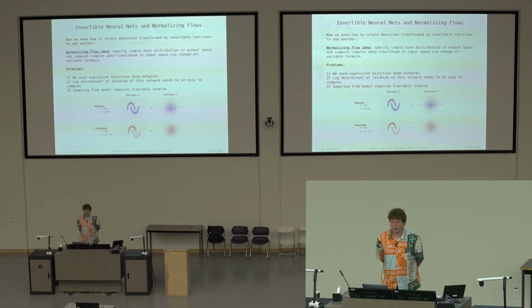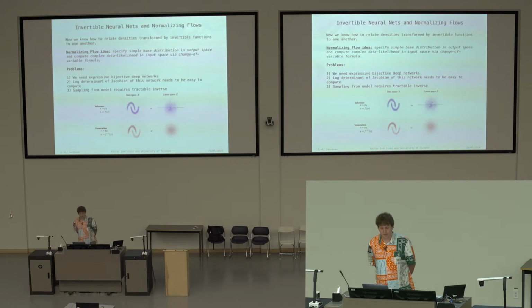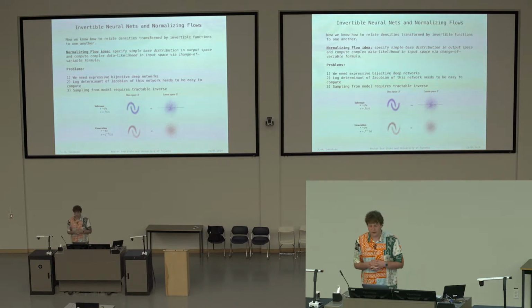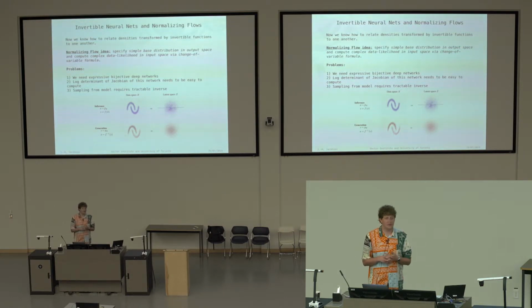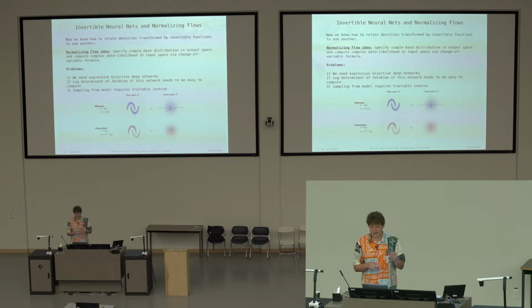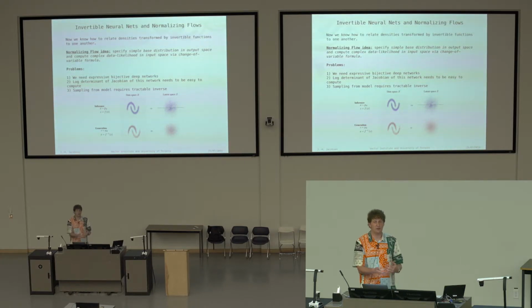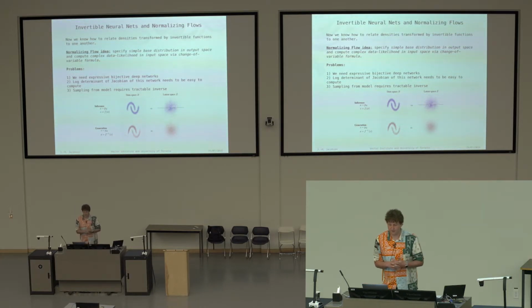Right. So now we know how to relate densities transformed by invertible functions to one another. The normalizing flow idea is to specify a simple base distribution in output space, in this case in our Z space, so we know this density. For instance, it could be a factorized Gaussian, which is something that people use a lot. We can evaluate the density of this, and then we compute the complex data likelihood in input space via the change of variable formula. So we don't know the functional form of P of x, but through the change of variable formula, we can still evaluate it.